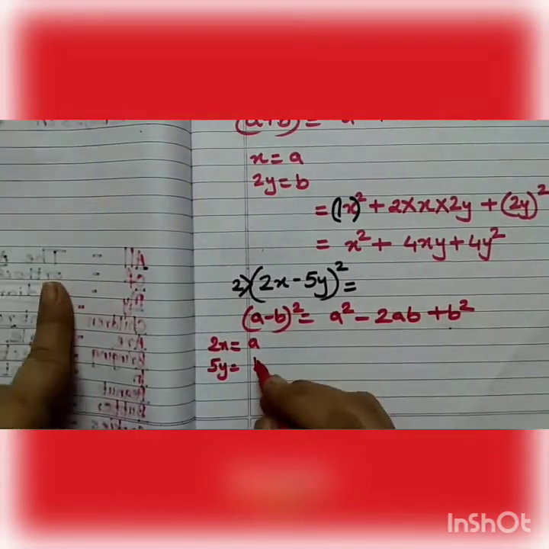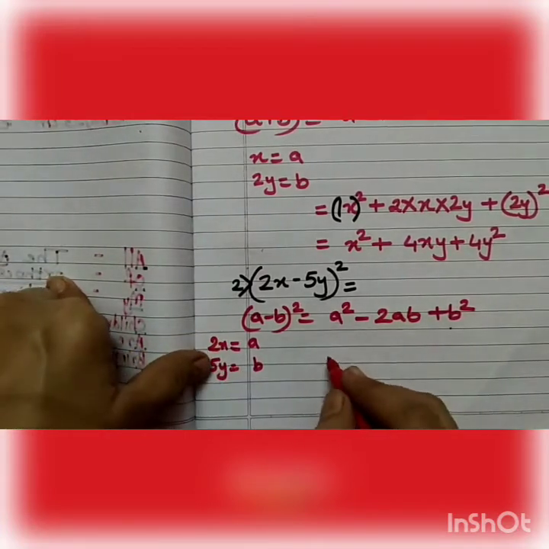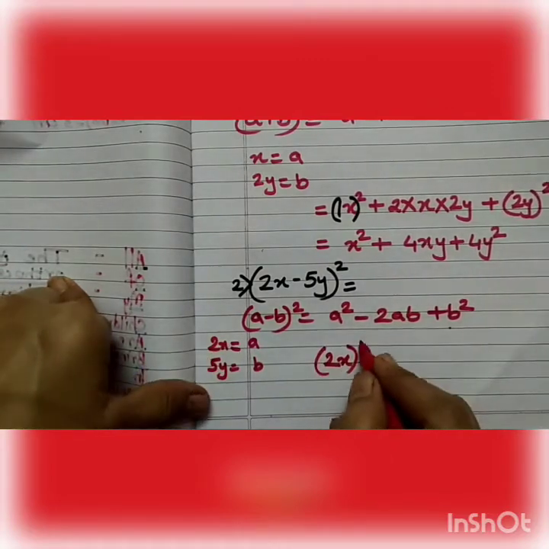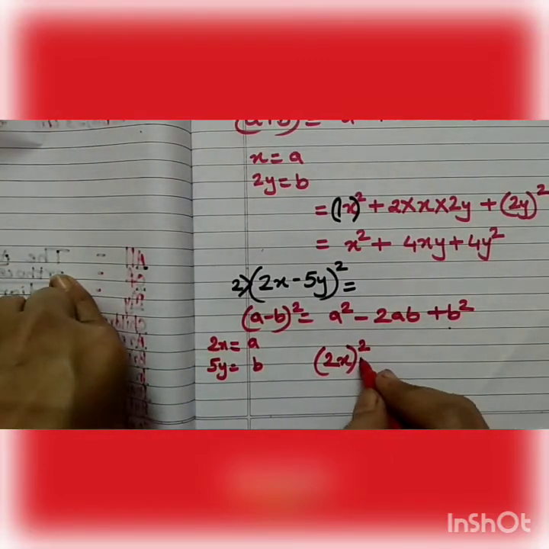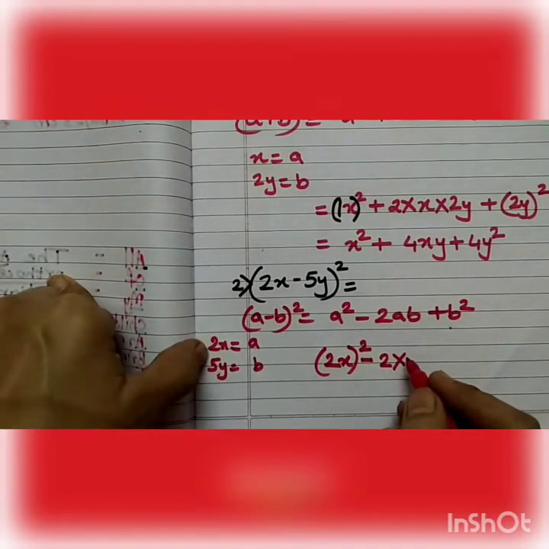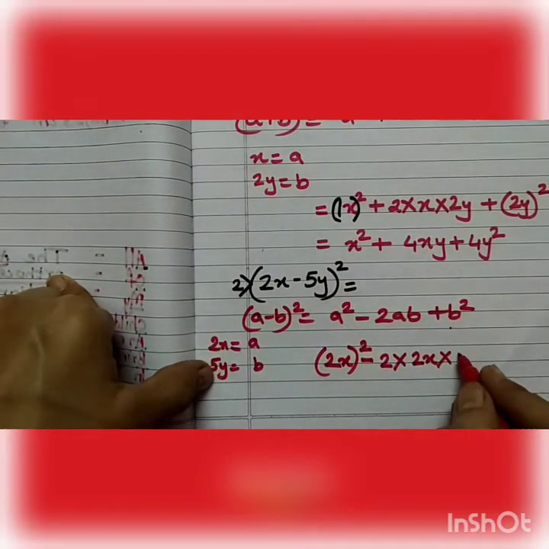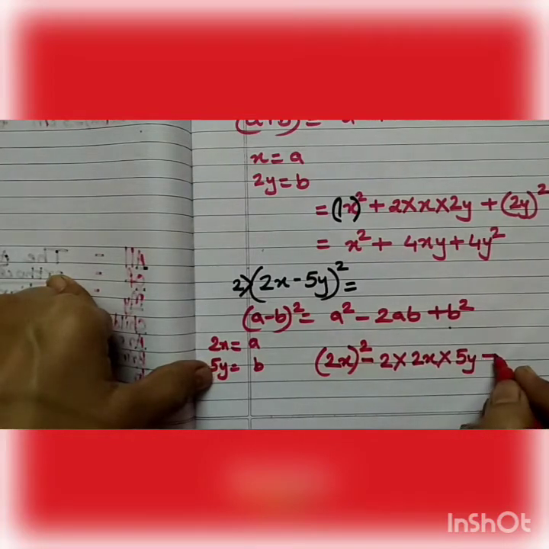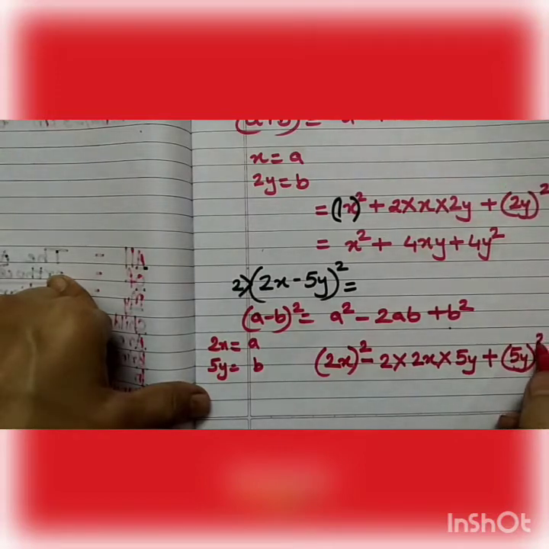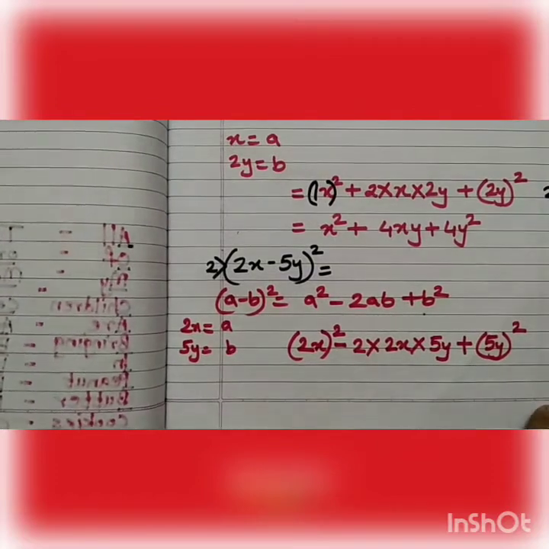Now we will put these values, 2x and 5y, in this formula. A square. What is it now? Here there is 2x, so I will not put a square over here. I will put a bracket and put a square. Then minus. Then again this 2 I have to write, multiplied by a. What is a here? 2x, multiplied by b. What is b? 5y. Then plus b square, that is 5y whole square. Always remember to put these brackets, don't forget them.